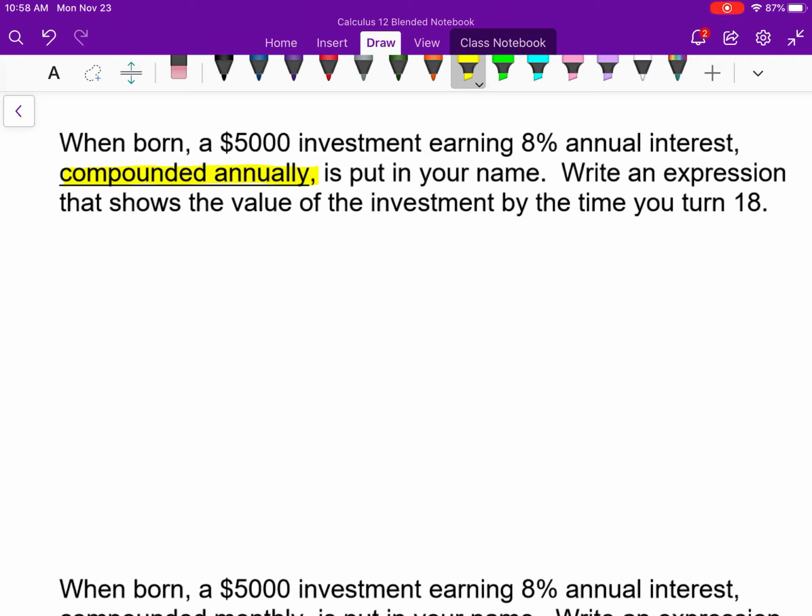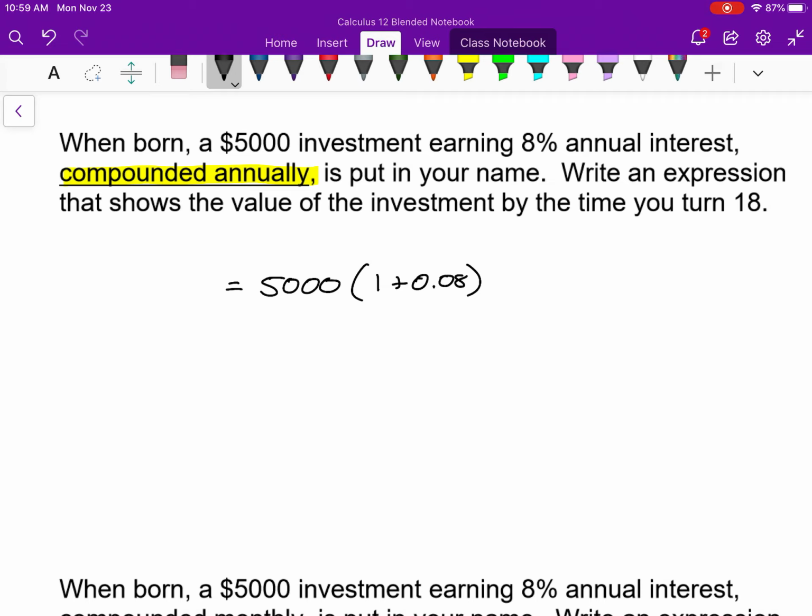If something's compounded annually, like I said, it means every year in this case you get exactly 8%. And so an expression for after 18 years, you have your initial amount, 5,000, times 1 plus 0.08. And again, yes, this is the same as 1.08, but I like writing it like this because it makes it more clear how the next one's going to look.